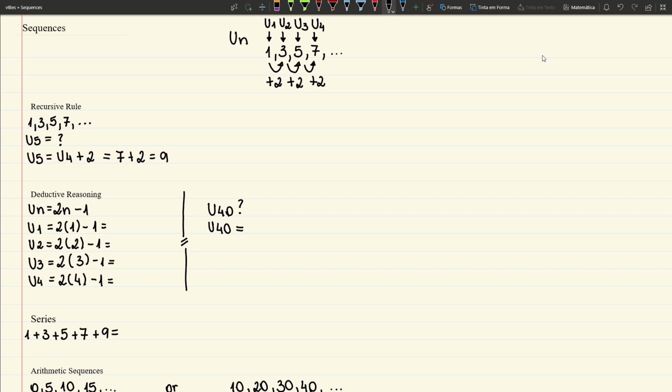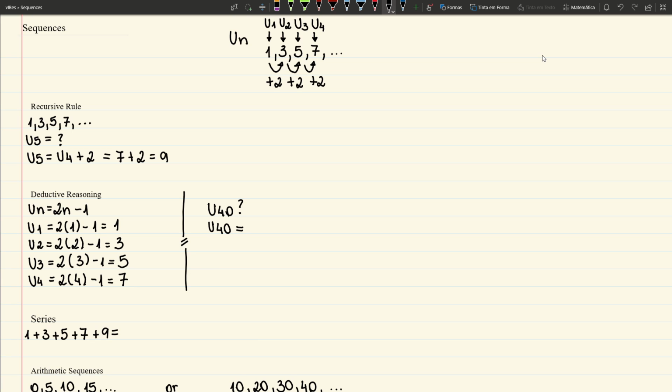The deductive reasoning allows you to find any element in a sequence, even if you don't know the previous element. So let's say that a sequence is defined by Un is equal to 2n minus 1. And so U1 is 2 times 1 minus 1, which is 1. U2 is 2 times 2 minus 1, which is 3. U3 is 2 times 3 minus 1, which is 5. U4 is 2 times 4 minus 1, which is 7. So we can find any element in the sequence without having to know the previous one.